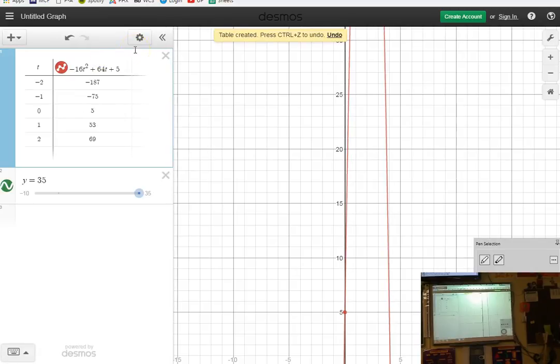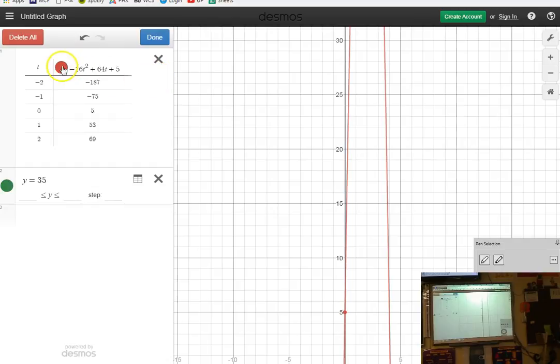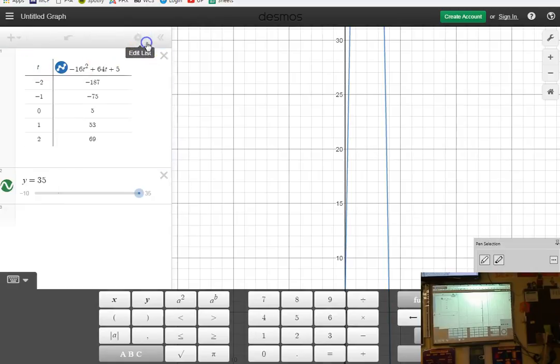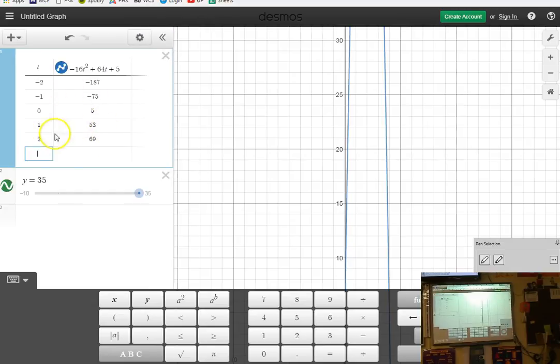Now, one of the other super cool things, give me your attention for a second. What I can do with my functions is convert them into either a table or a graph. I can change the colors. It gave me the option to convert to table. If I convert to table, I can see these values, or I can plug in more values, so I can make a table just like you can do in your graphing calculator.